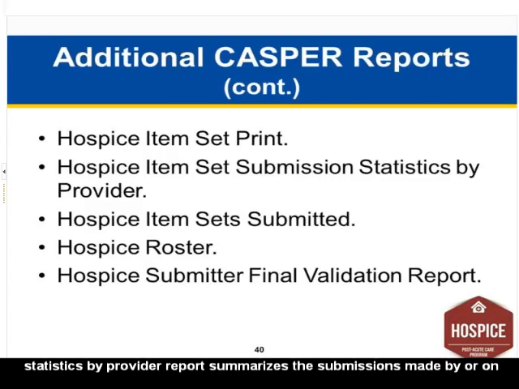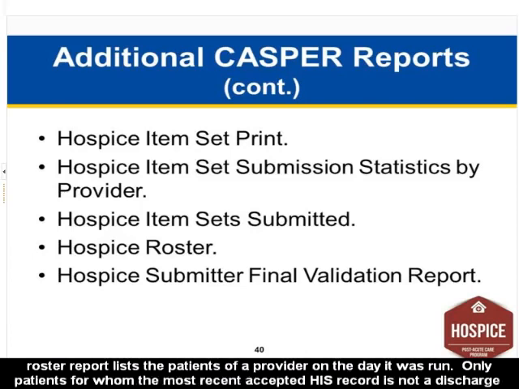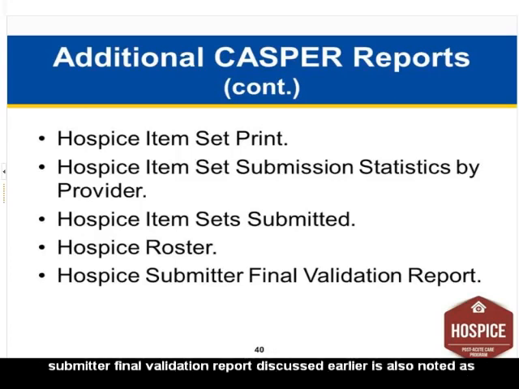The hospice item sets submitted report lists the accepted HIS records and inactivation requests that were submitted by or on behalf of a provider during a specified period. And the hospice roster report lists the patients of a provider on the day that the report is run. Only patients for whom the most recent accepted HIS record is not a discharge record are reported. The hospice submitter final validation report discussed earlier is also noted as an additional CASPER report.